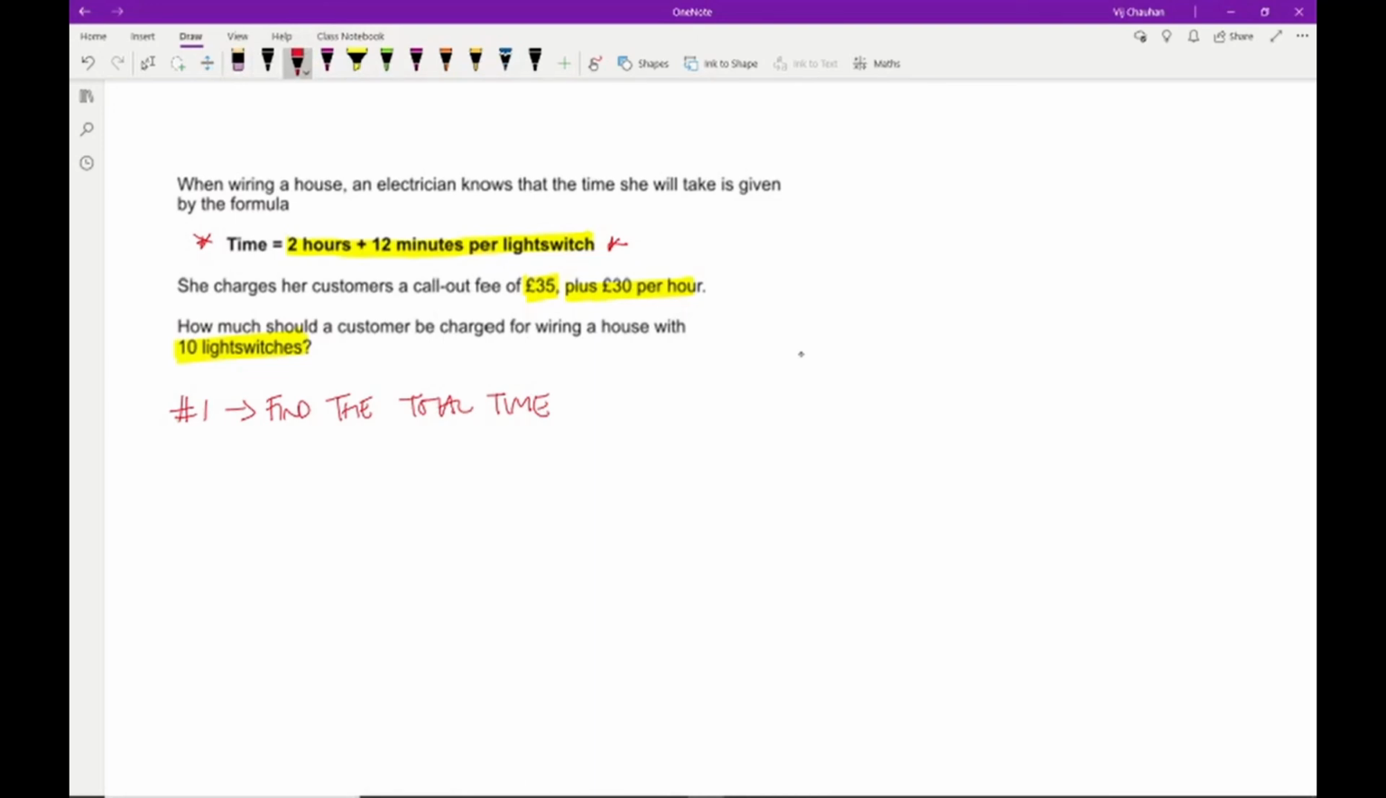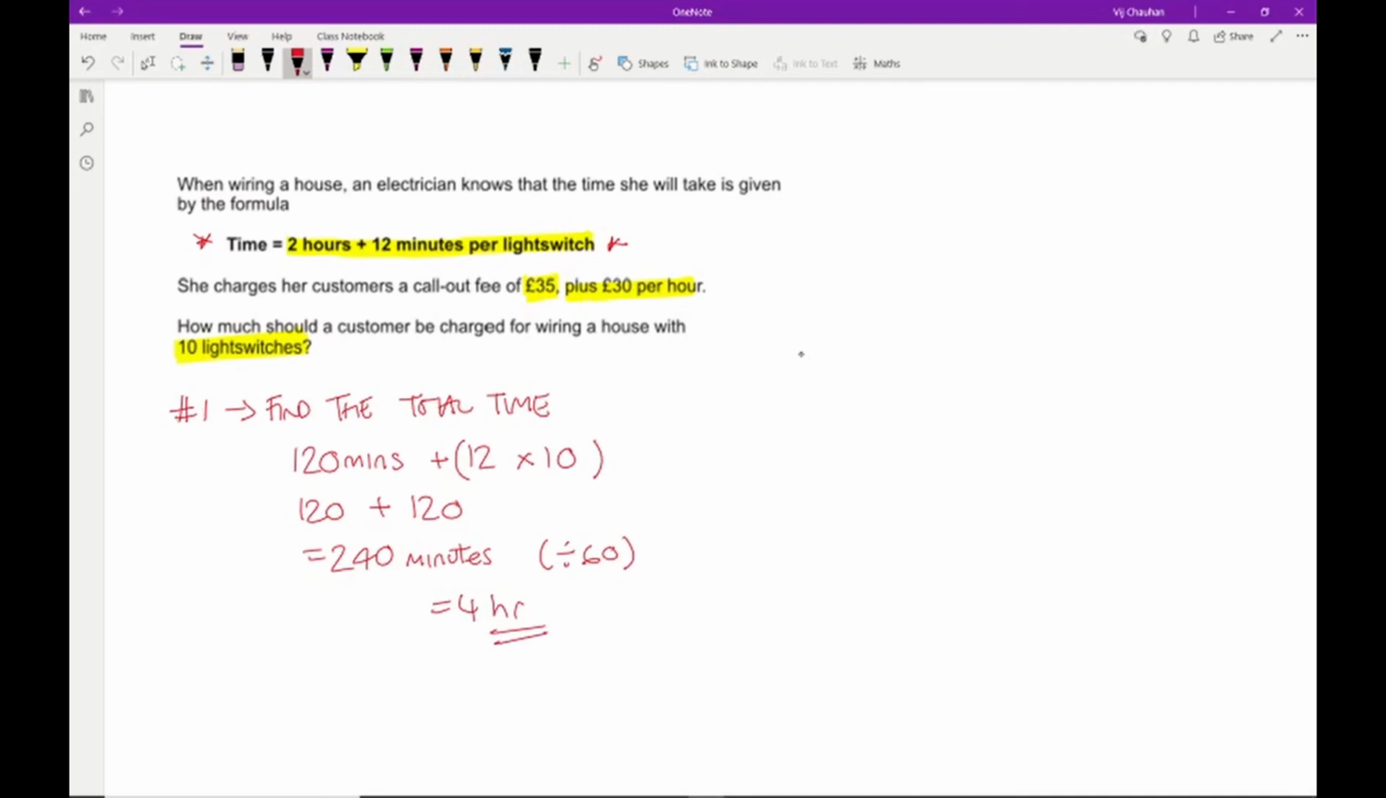So here we've got 2 hours, so that's going to be 120 minutes plus 12 times 10. Now if I work that out, I'm going to do 120 plus another 120, that equals 240 minutes, and to convert that into hours, all I then need to do is divide that by 60, because there's 60 minutes in an hour, and it works out to be a 4-hour job. So this electrician is going to take 4 hours to install 10 light switches.